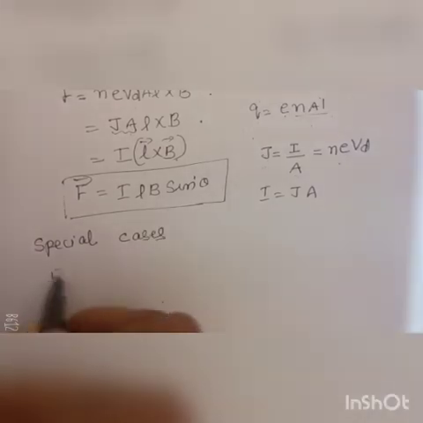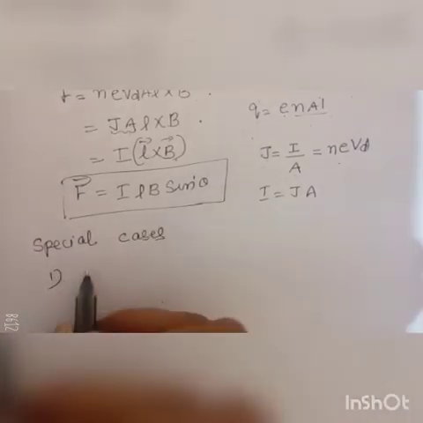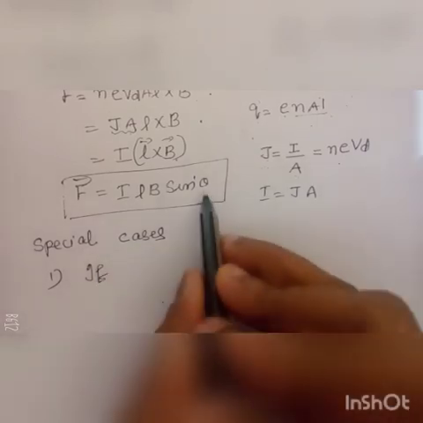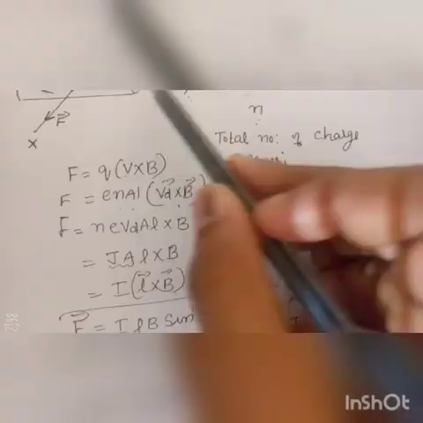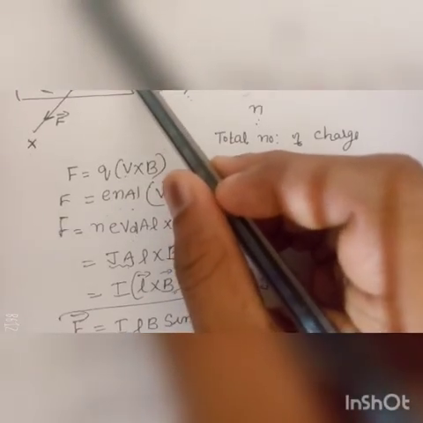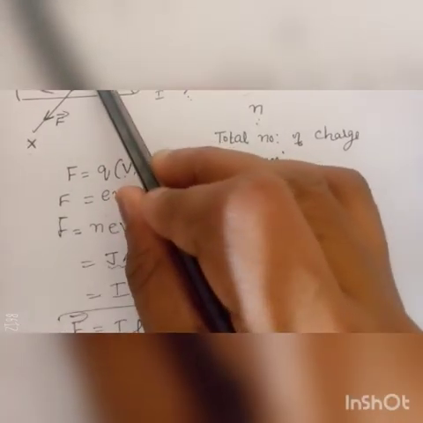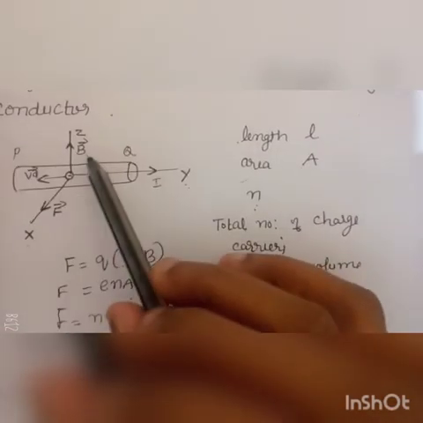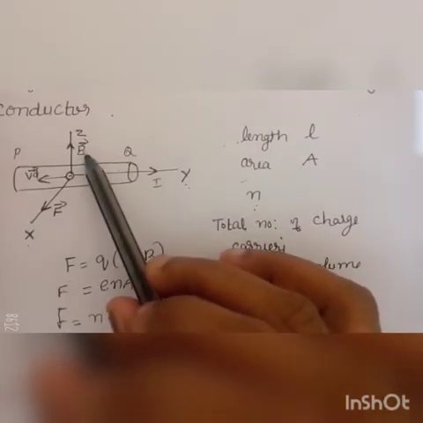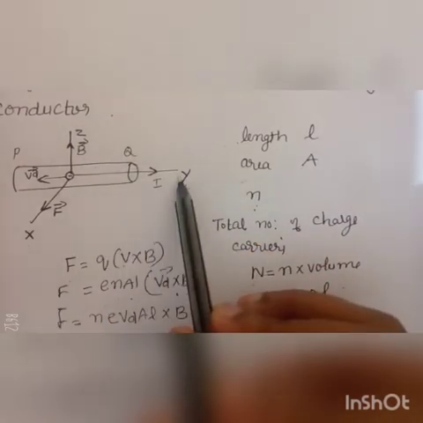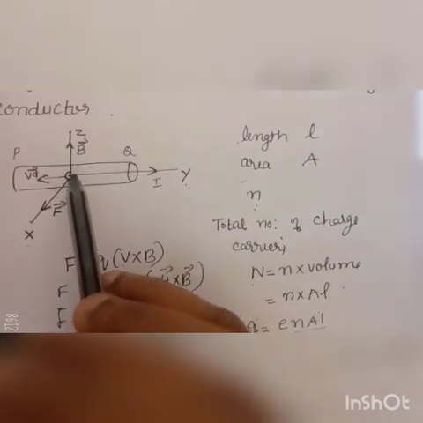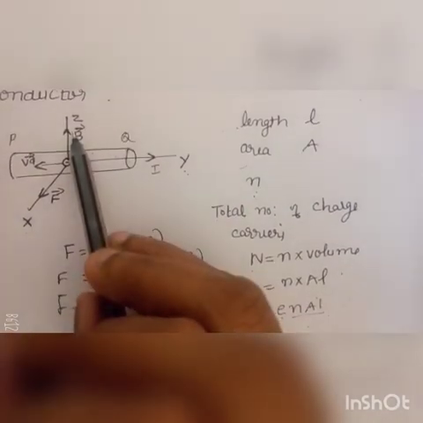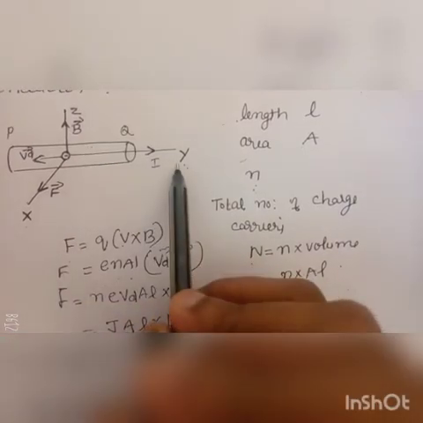Now we discuss special cases. First, what is theta? Theta is the angle between the direction of the magnetic field B and the direction of flow of current.